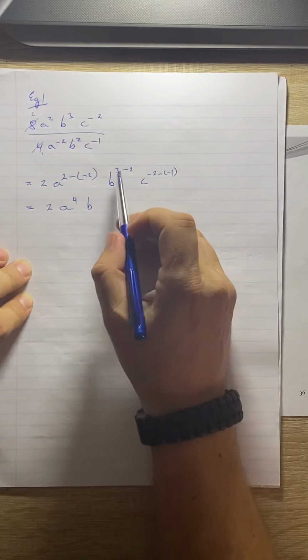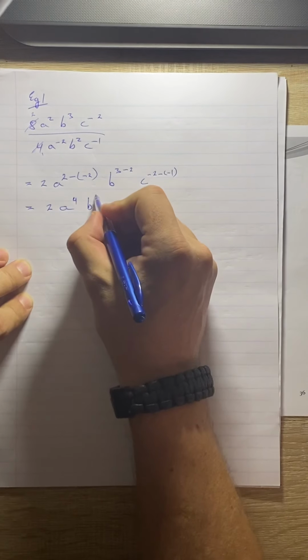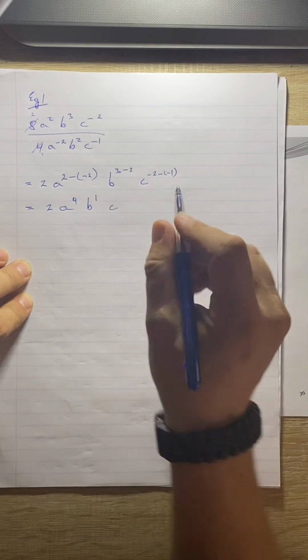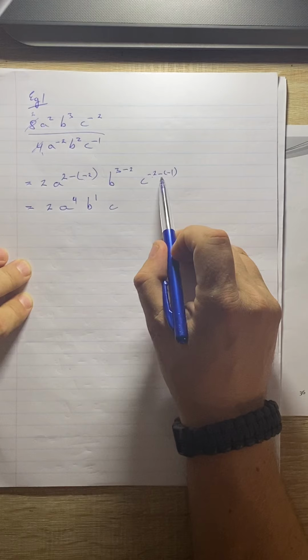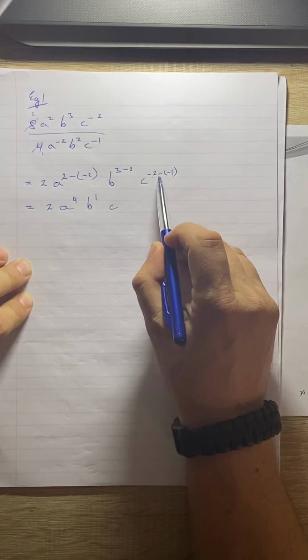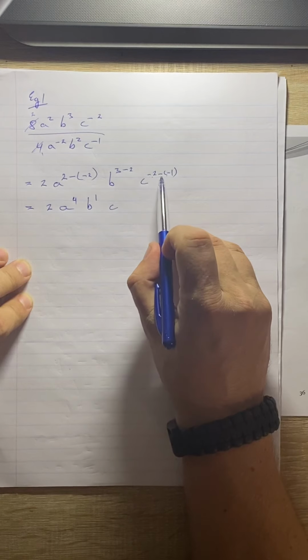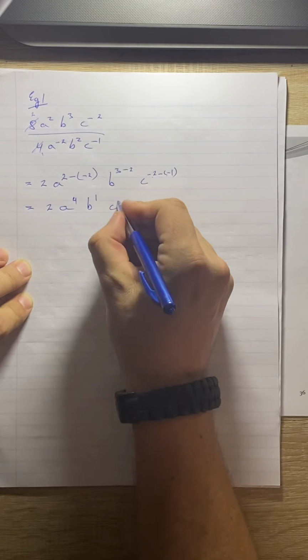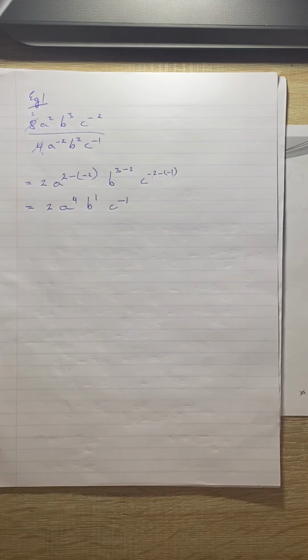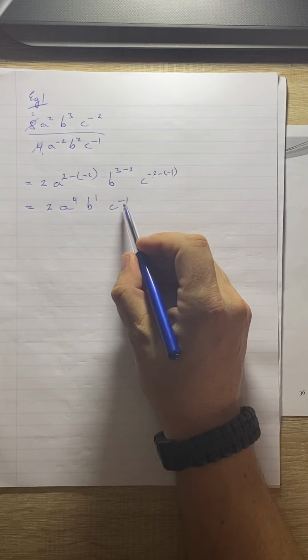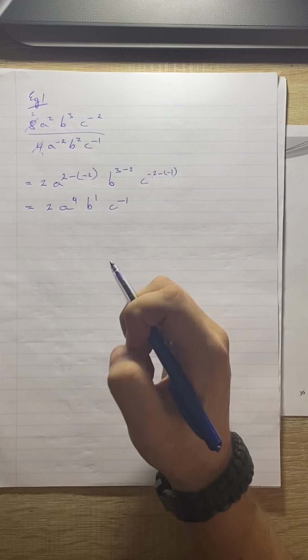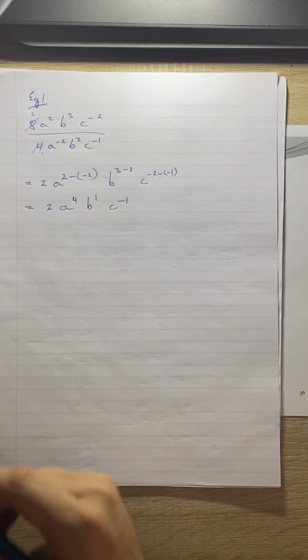B to the power of 3 minus 2 is 1. C to the power of minus 2 minus minus 1, so the minus and the minus will give us a plus, so it's minus 2 plus 1, which gives us minus 1. Now, that is not your final answer. The reason why is because we have a negative exponent. So remember, negative exponents always want to be in the opposite place.